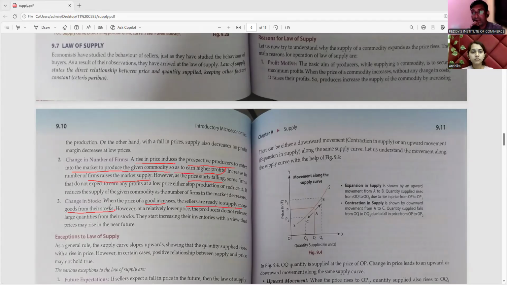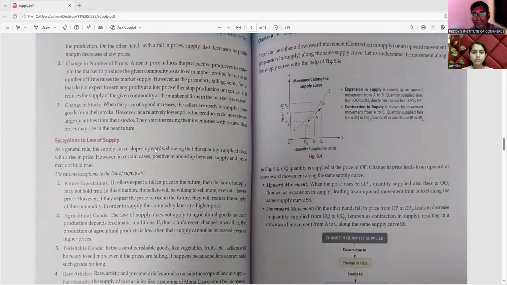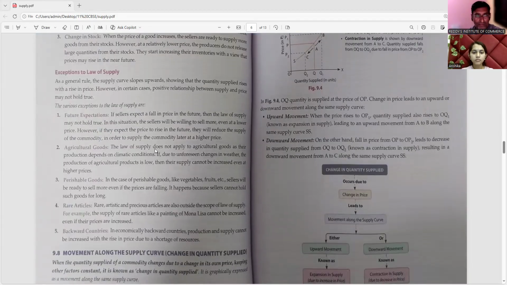Most of the time, what happens? Producers have a huge stock, but they are not bringing it into the market. Why? Because they want to create a shortage. After creating a shortage, when demand increases, they will release that stock at a higher price. Creating a shortage in the market for a particular product, and once created, if they are a successful trader, they sell into the market at a higher price, then they'll get maximum profitability.